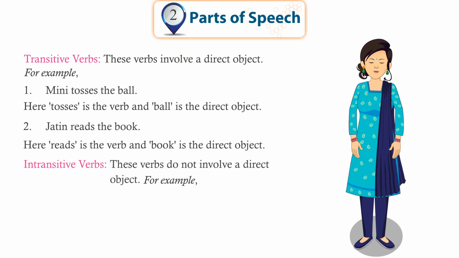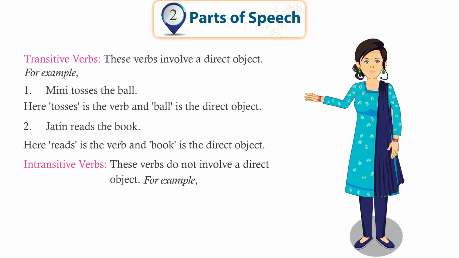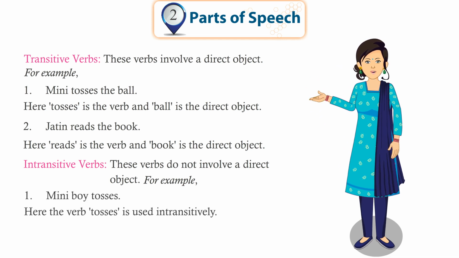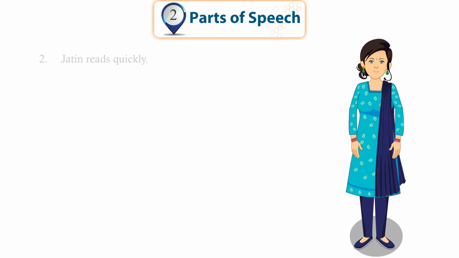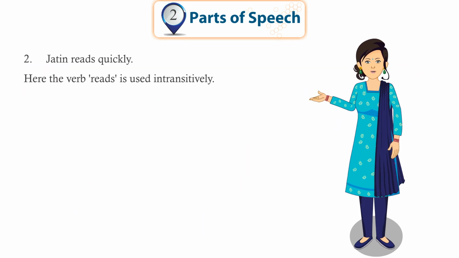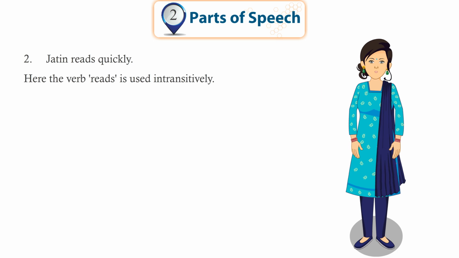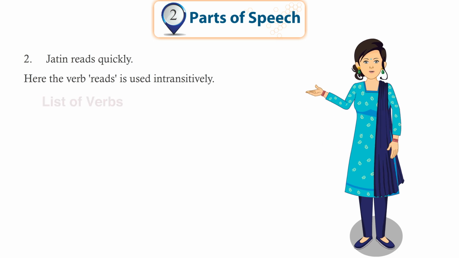Intransitive verbs. These verbs do not involve a direct object. For example, the boy tosses. Here the verb tosses is used intransitively. Jatin reads quickly. Here the verb reads is used intransitively.